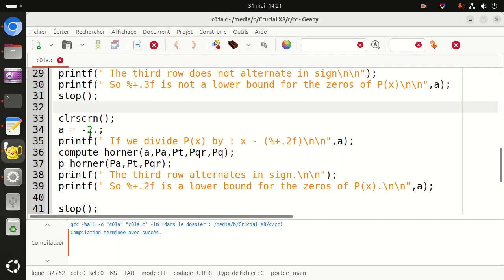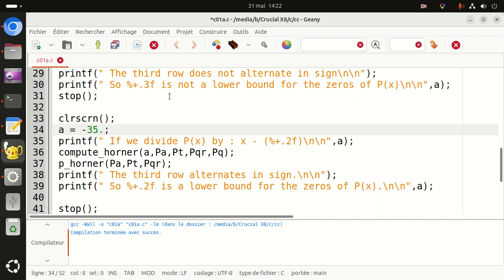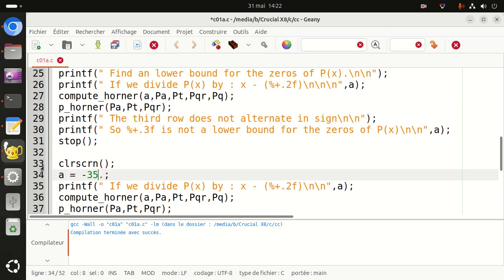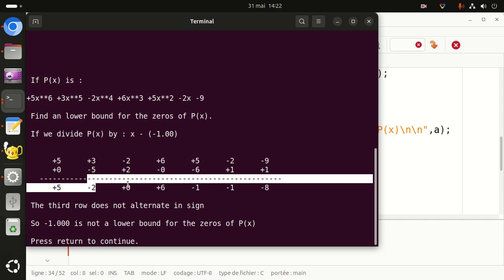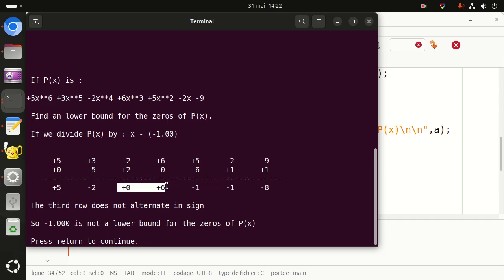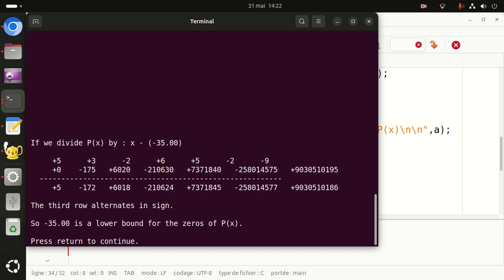Now, for example, I put here minus 35, for example. First, it is minus 1. The first row does not alternate. Plus, minus, plus, plus, plus, plus, minus, minus. The first row does not alternate in sign, so minus 1 is not a lower bound for the root of p of x.